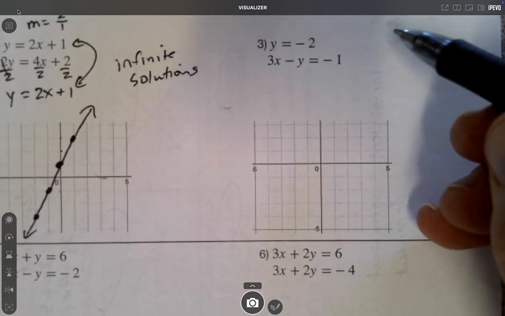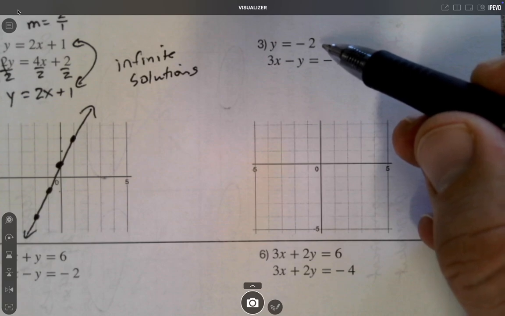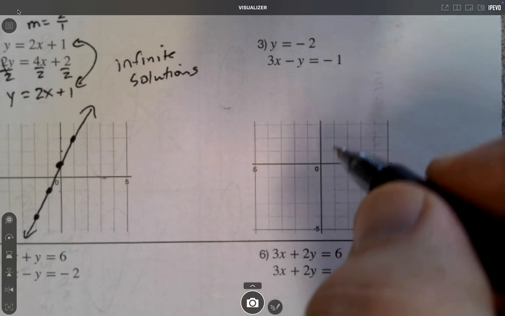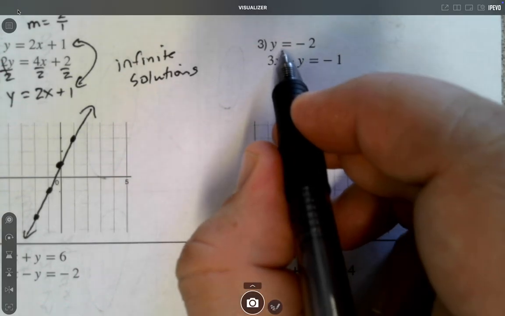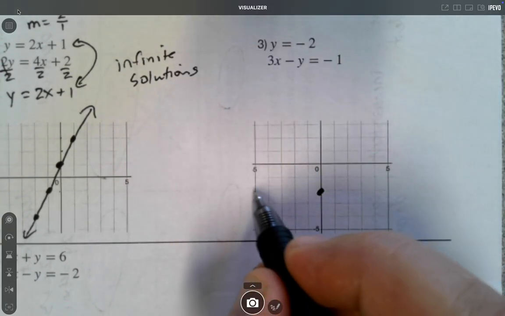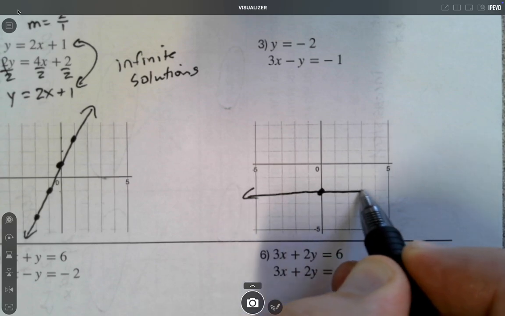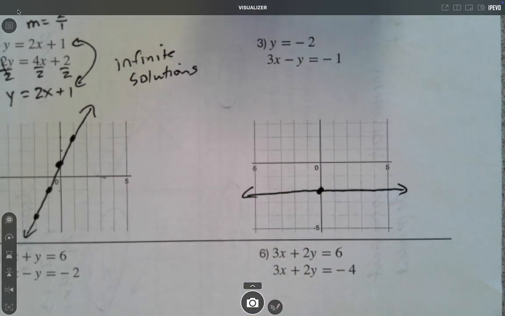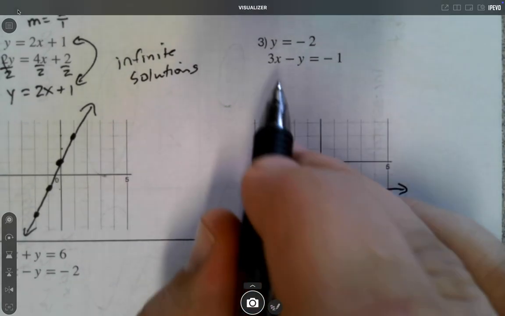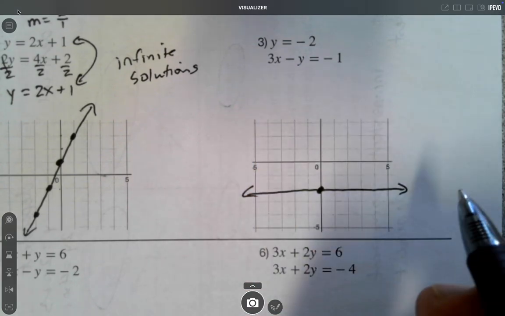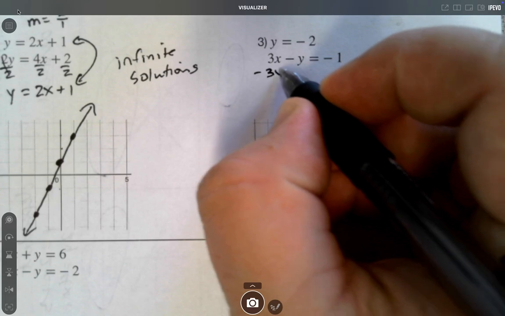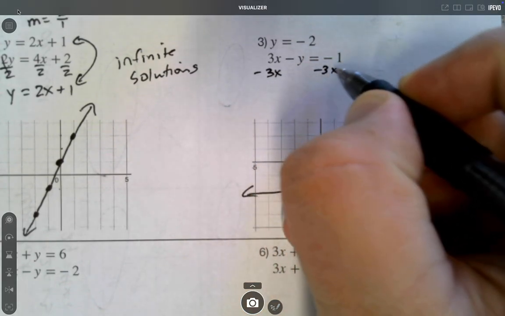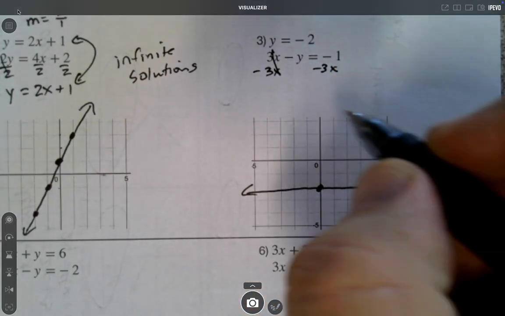Okay, number 3. The first one is already in slope-intercept form. y equals negative 2. So we look at negative 2, and this means the slope is 0, so it's a horizontal line that passes through negative 2. This one we've got a little bit of work to do so we can get it in slope-intercept form. So I'll subtract 3x from both sides.